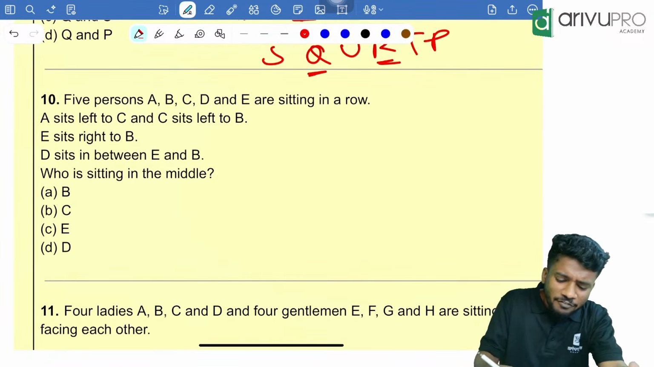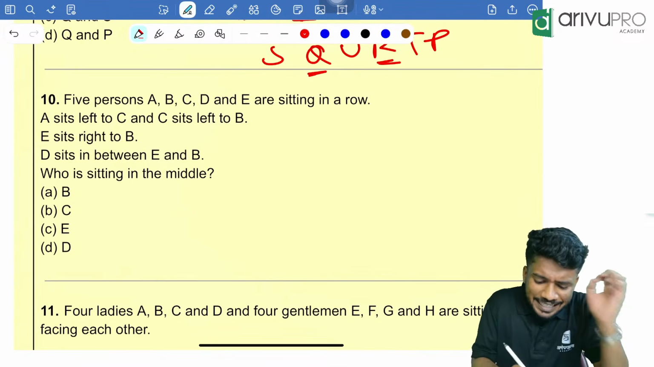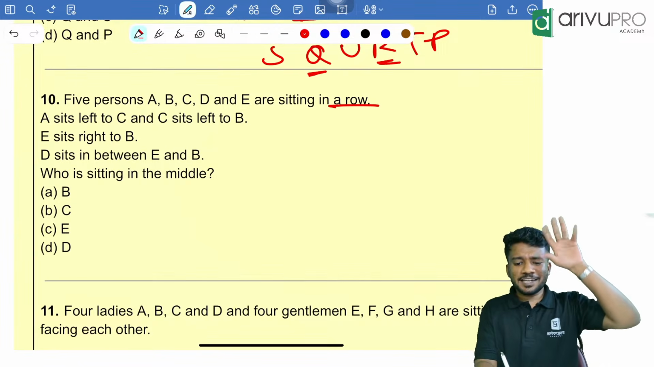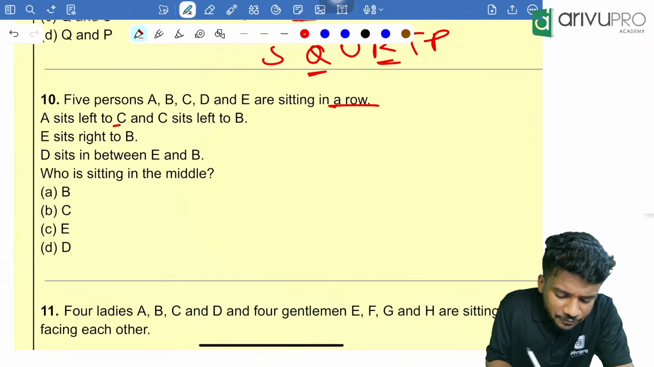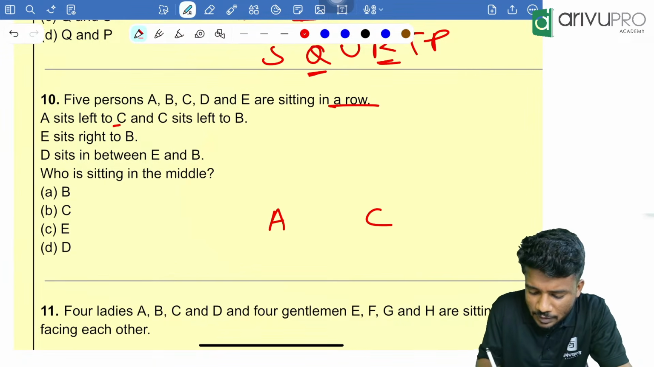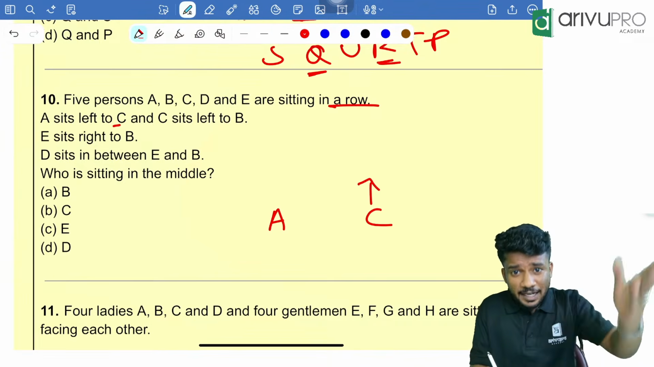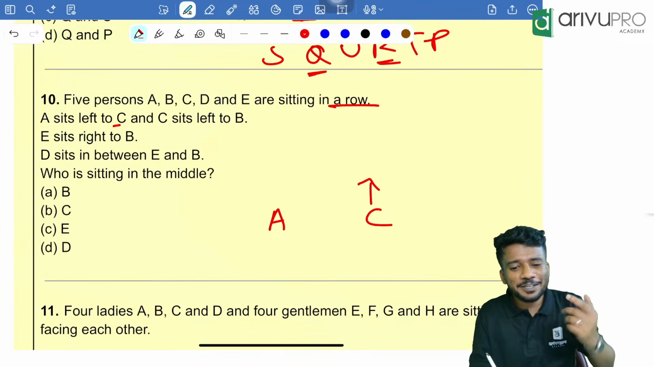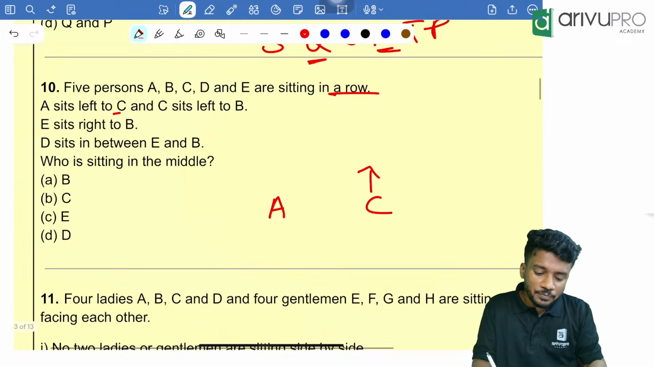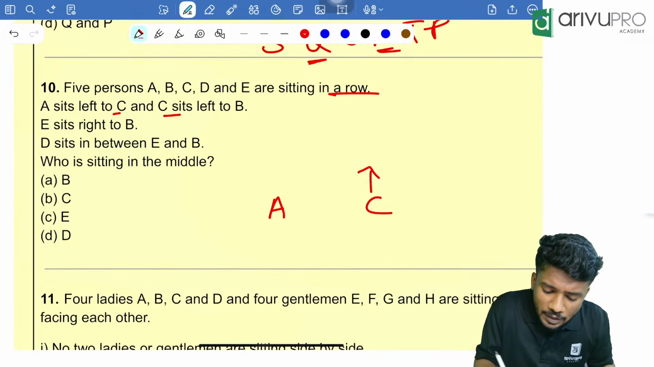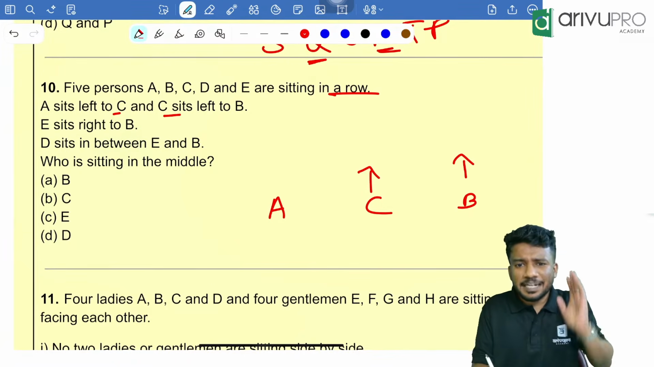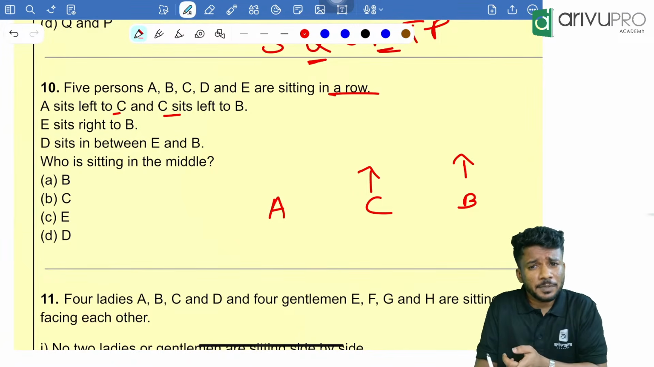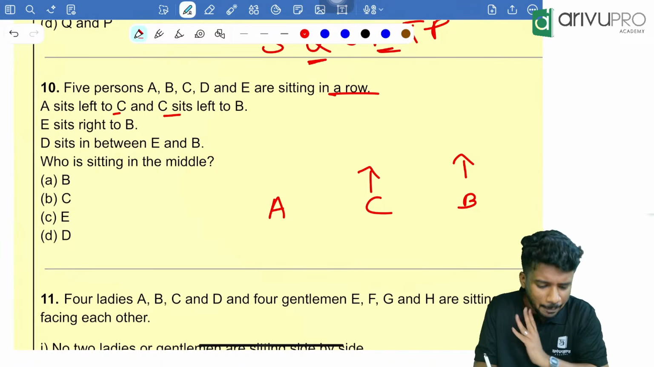Then the question, five persons A, B, C, D, E are sitting in a row. How many are there? Five people are there. They are sitting in a row. A sits to the left of C. When the direction is not given, we will assume that they are looking towards the north direction. Then C sits to the left of B. Randomly I am writing. If someone is there in between, we will put them. That's why I kept a gap over there.